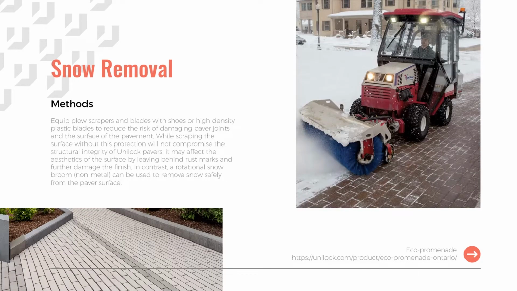When using plowing equipment, it is important that they are equipped with plow scrapers and blades made of high-density plastic to reduce the risk of damaging paver joints and the surface of the pavement. While scraping the surface without this protection will not compromise the structural integrity of Unilock pavers, it may affect the aesthetic of the surface by leaving behind rust marks and further damaging the finish.